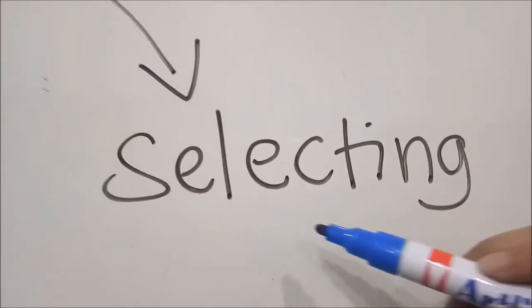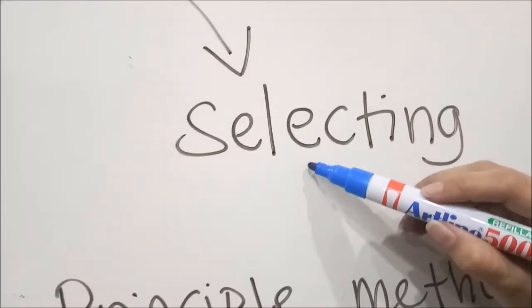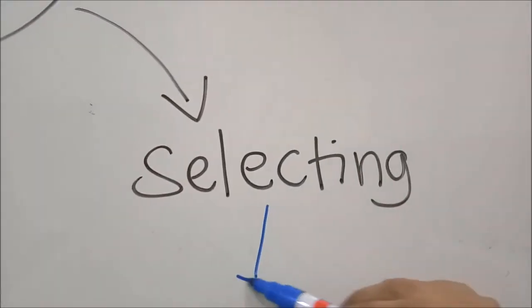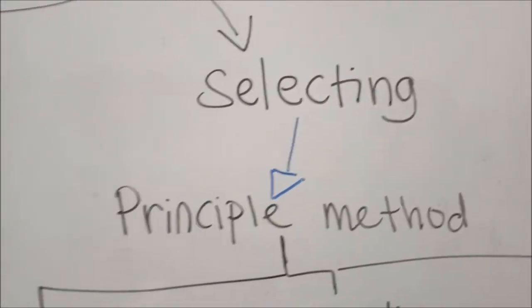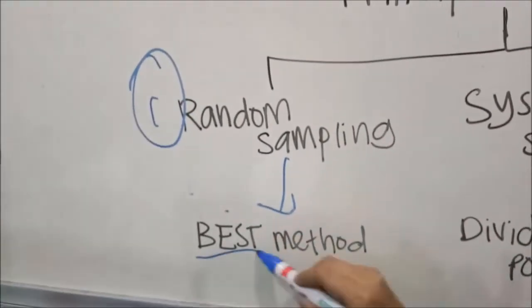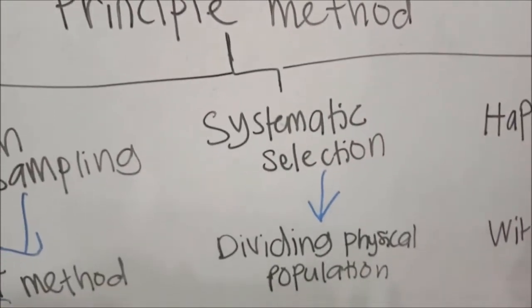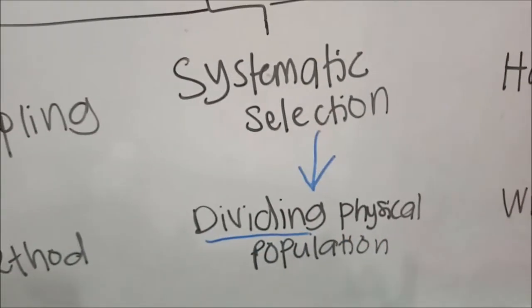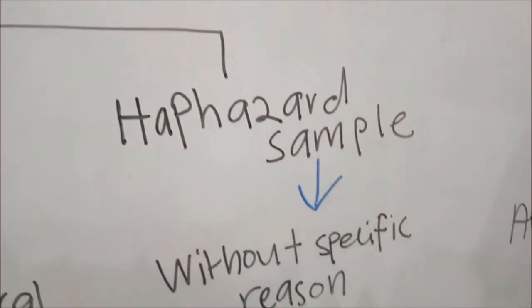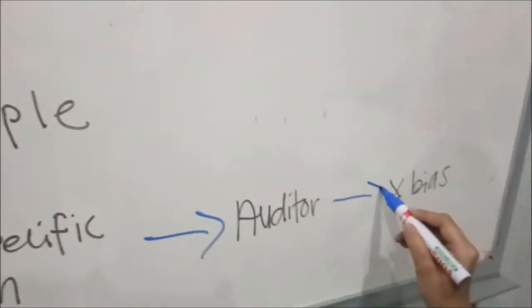The second application is selecting the sample. The sample that should be selected is the sample that can be expected to represent the population. All items should have equal chance of selection. The principal methods of selecting samples are: number 1, random sampling. This is generally considered the best method of obtaining a sample. Number 2, systematic selection. The auditors determine a sampling interval by dividing the physical population by the sample size. Number 3, haphazard sample. Selection of a sample without a specific reason, without bias or structured techniques. Auditor must take care to avoid bias.